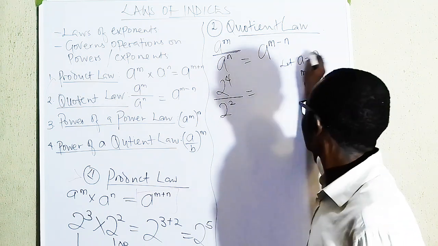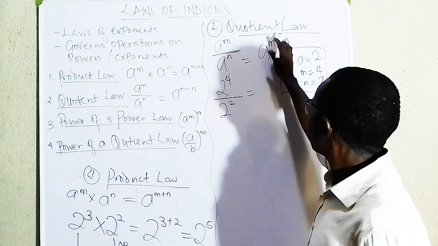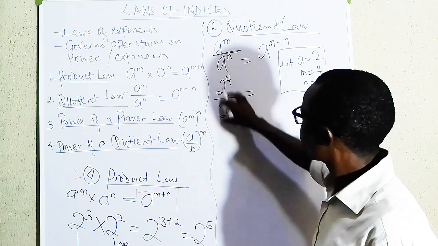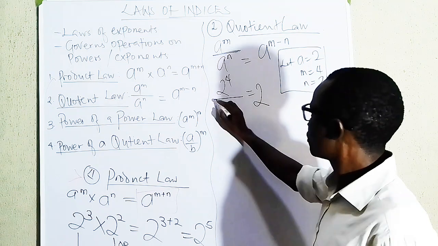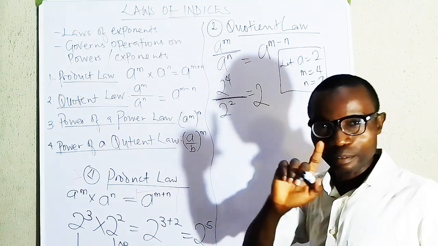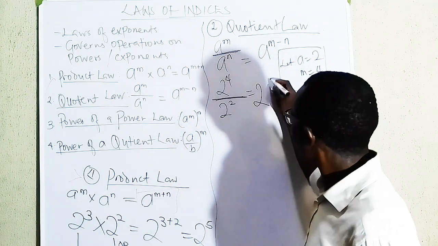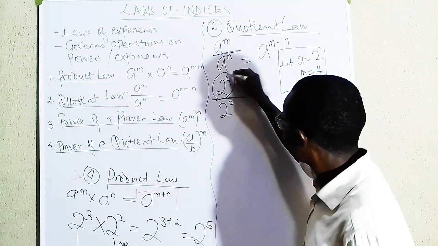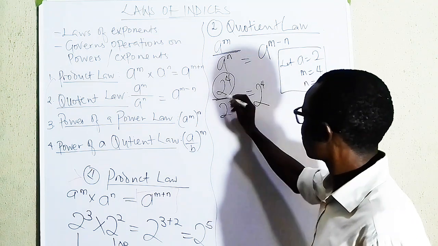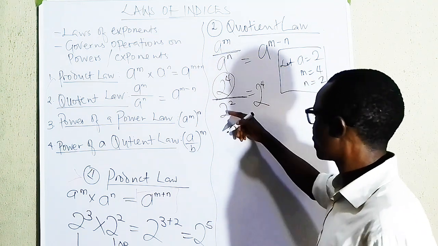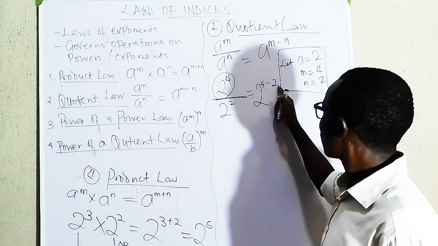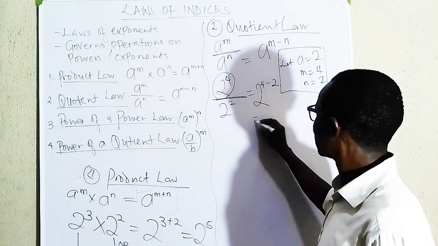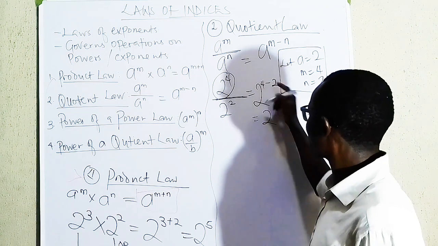So what does that mean? It means that now the two of them have the same base. You bring it out here, you use the same base, 2. This division, see it as a minus sign. So it becomes 2 raised to power 4 minus 2, no need to replicate 2 again. So what is 4 minus 2? 4 minus 2 is 2. So 2 raised to power 4 minus 2 is 2 squared.